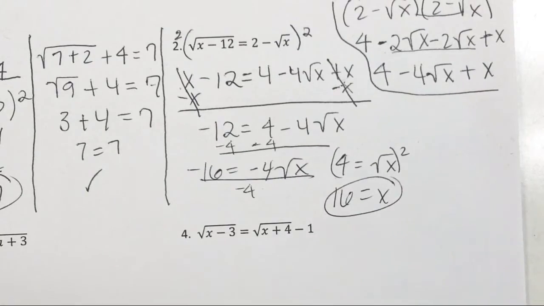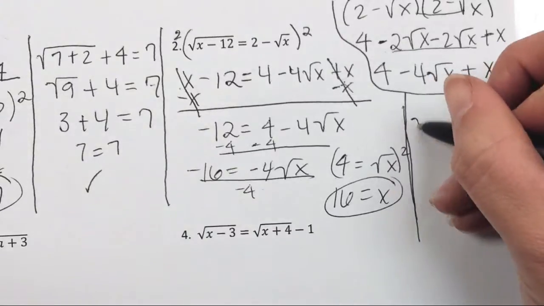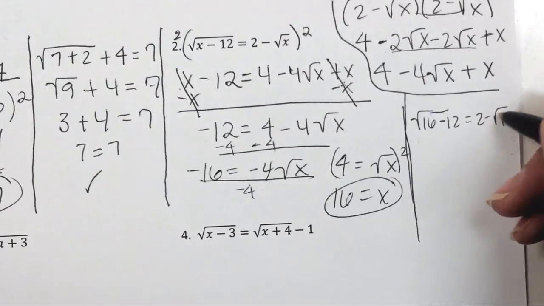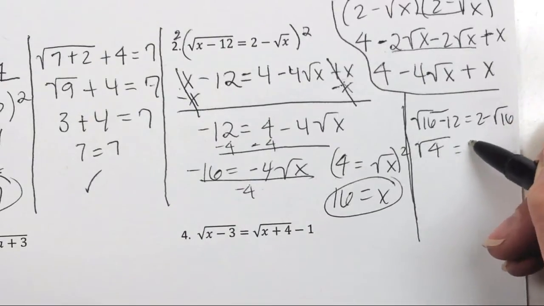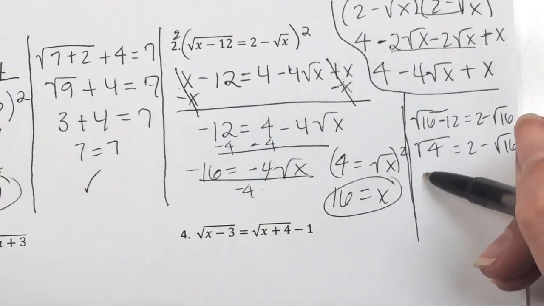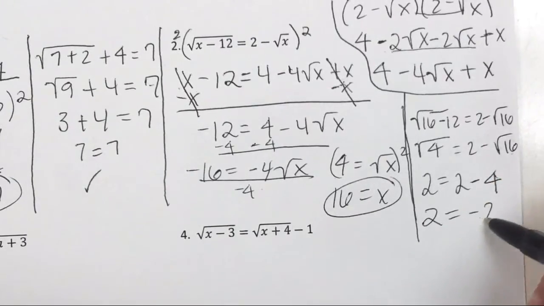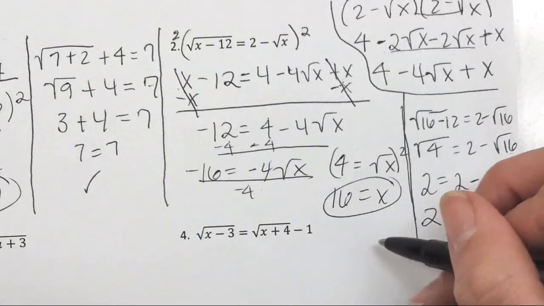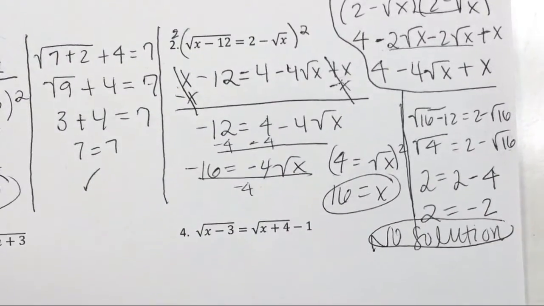Alright, so now I'm going to plug it back into the original to make sure it's not an extraneous solution. So I'll have square root of 16 minus 12 equals 2 minus square root of 16. So on this side, I'll have square root of 4 equals 2 minus square root of 16. Square root of 4 is 2. This would be 2 minus square root of 16 is 4. So this would be 2 equals negative 2, which is not true. So this 16 is an extraneous solution, so we would put no solution for this one. So again, if it doesn't work, 2 does not equal negative 2, it'd be no solution.